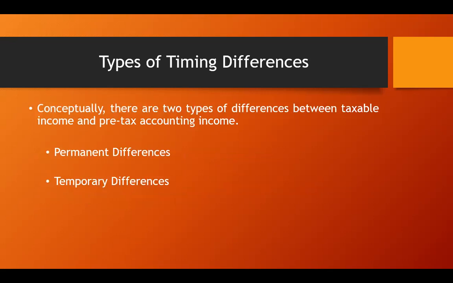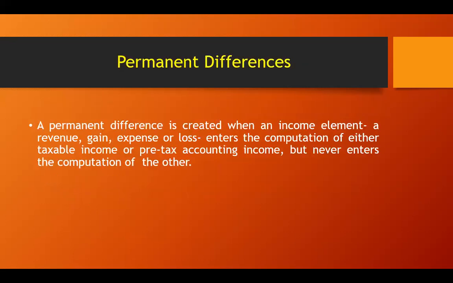Conceptually, there are two types of differences between taxable income and pre-tax accounting income. One is permanent differences and the other is temporary differences. There are permanent differences between the Income Tax Act and the Companies Act and Accounting Standards. There are temporary differences between Companies Act provisions and Income Tax Act provisions. These are the two main differences which are called timing differences.